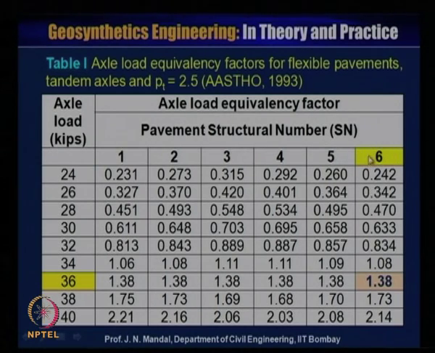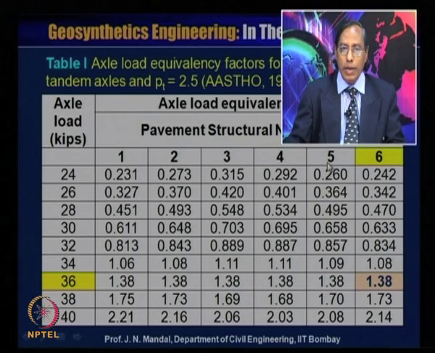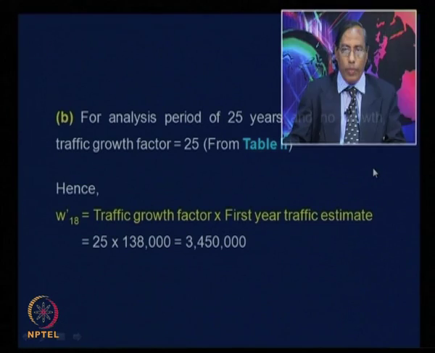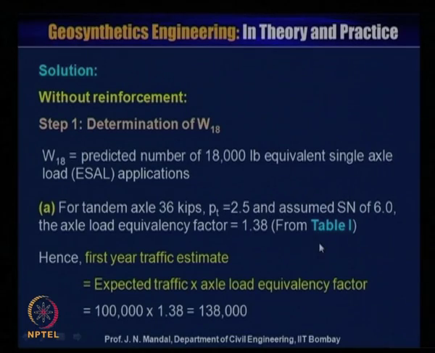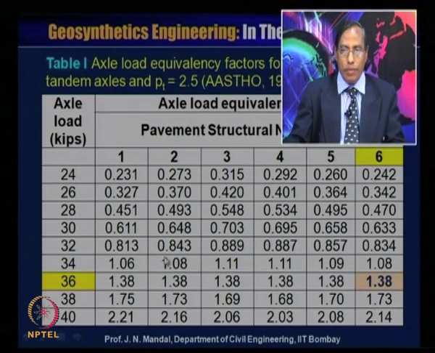structural number, pavement structural number SN. So, this table is the axle load equivalency factor for flexible pavement for tandem axle load, and the Pt is 2.5 as per AASHTO 1993. So, for the axle load of 36 kips, this standard SN value is equal to 6. So, that is why SN value 6 has been considered, and the axle load equivalency factor is 1.38. So, for this axle load 36 and assumed value of 6, the axle load equivalency factor is 1.38.